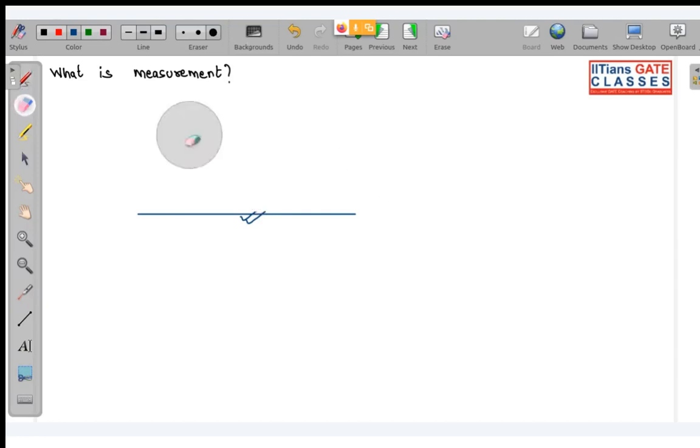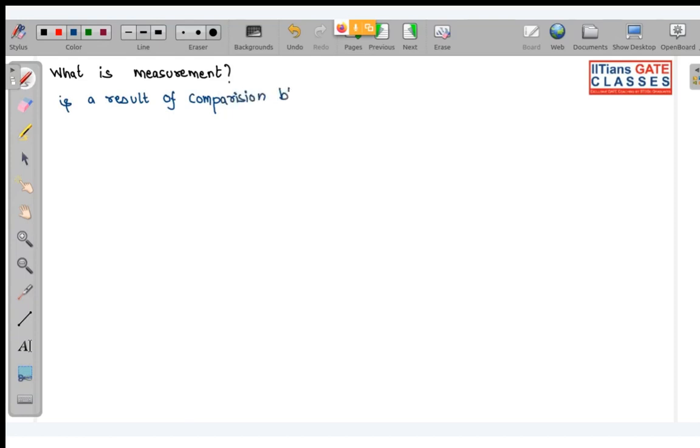So what I said, measurement is a result of comparison between a quantity and a predefined result.